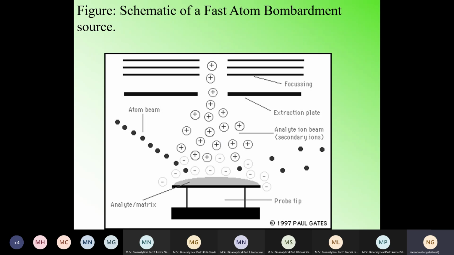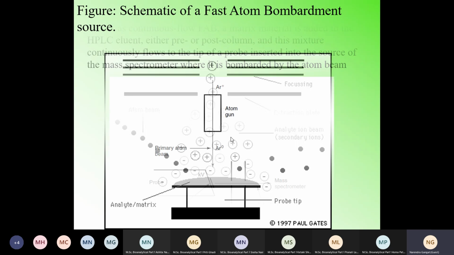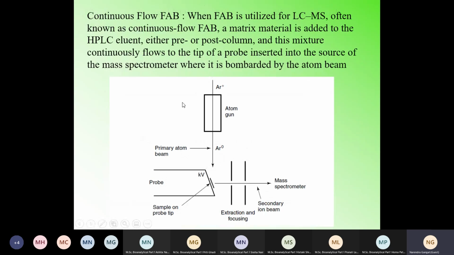So this we discussed, and then there is a small modification of this, which we call continuous flow FAB, whereby there is an atom gun and the sample is coming continuously here, whereby I can attach HPLC also to the FAB. But this is little less used, because continuous flow FAB is a modification, no doubt, that can be used with the HPLC, but mainly FAB is used for the materials which cannot be chromatographed. So something which can be chromatographed, you may not use the matrix.